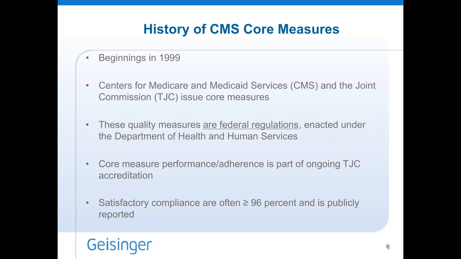These core measures are quality measures, and they are, in fact, federal regulations that are enacted under the Department of Health and Human Services. Core measure performance is based on adherence to the metrics that are set, and they are a part of the ongoing Joint Commission accreditation process when your hospital gets inspected by TJC. Satisfactory compliance is often greater than or equal to 96%, and this is a publicly reported metric.